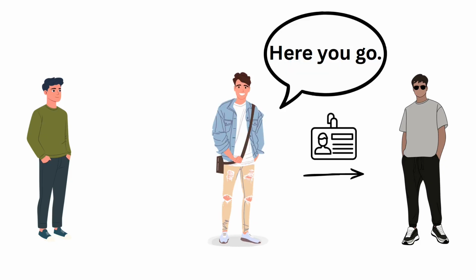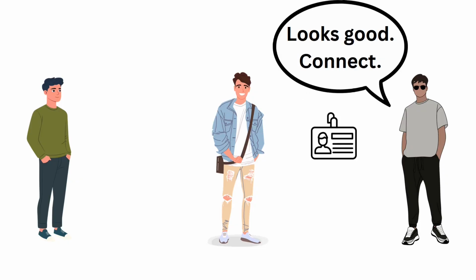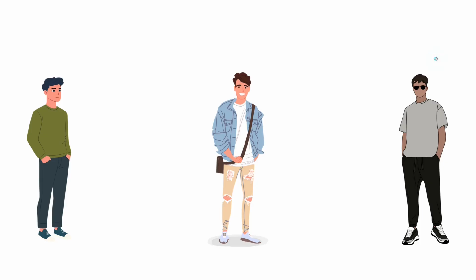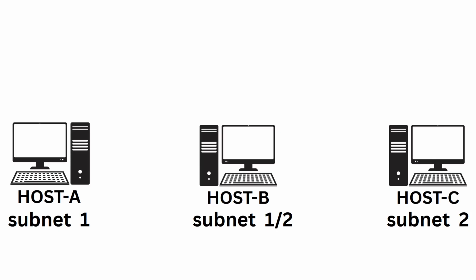Person B then in turn hands over the temp ID to person C. C takes a look at the temp ID and says, "Hey, that looks great. Let's go ahead and connect." Okay, that's the human version. Now let me walk you through what the same process looks like inside your computer network.